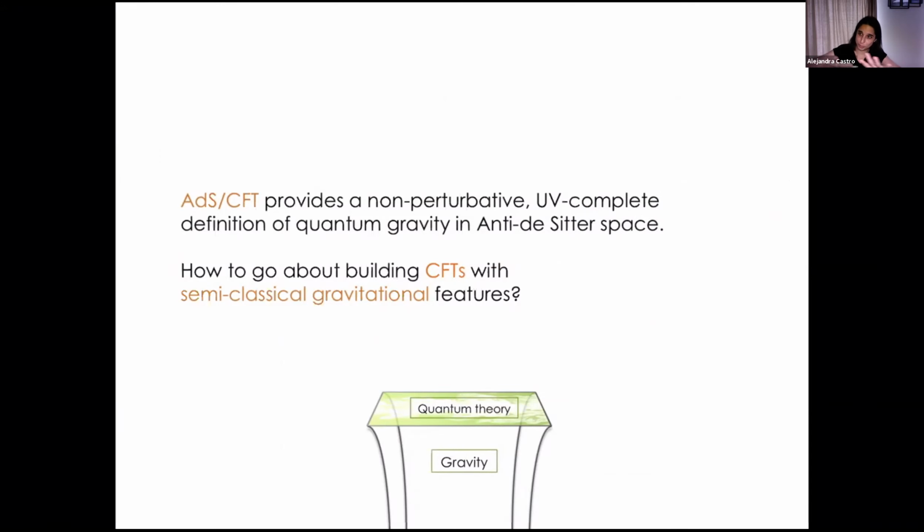Now, this is the lore behind AdS/CFT, but the question that we're trying to answer here, or start to explore and understand what its features are, is how you go about building these conformal field theories that have these semi-classical gravitational features. What would be the set of conditions? How would I solve those conditions? What are the set of sufficient conditions for me to tell you this CFT will have the semi-classical gravitational features, okay?